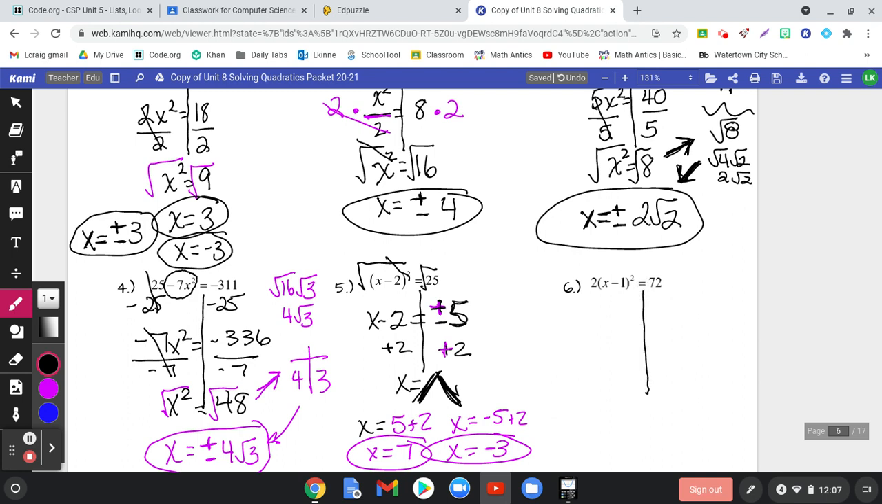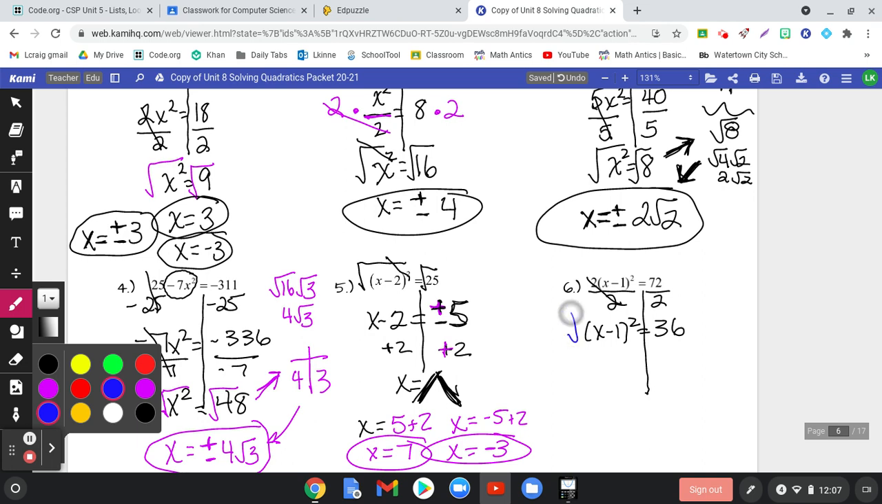So with this one, the parentheses aren't alone, so we got to divide by 2 to get that 2 out of there. Can't distribute that because of the squared. All right, we just got to get it out of there. So I'm left with x minus 1 squared equals 36. If you're not sure, put in your calculator. Now I can take the square root of both sides and it gets rid of my squared. And I'm left with x minus 1 equals positive 6 and negative 6. Add 1 to both sides.